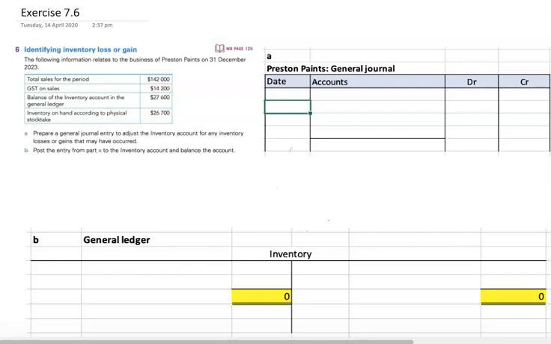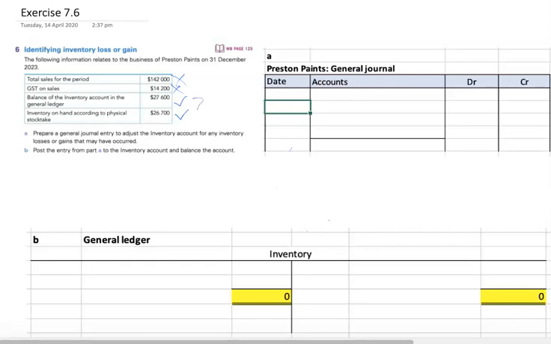The first question that you're asked to do is to prepare a journal entry to adjust the inventory account for any loss or gain. So you've got to think which part of this information is relevant to this question. In reality, the only bits of information that are relevant are the bottom two. So you can essentially cross out the top two. Yes, they've made sales, that's great. But you know that at the end of the year, they think in their ledger account, they have 27,600. But when they've done the count, they've got 26,700.